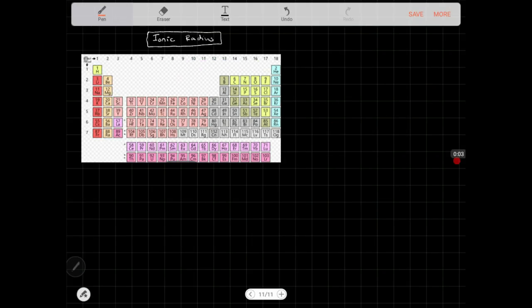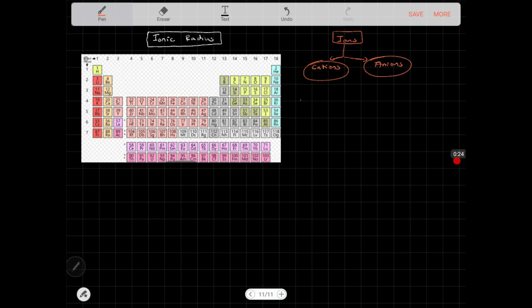Okay, let's take a look at ionic radius. So this is kind of like the atomic radius analogous to ions. And we need to distinguish between two types of ions. Positive ions known as cations, and negative ions called anions. Okay, so anions are negative, cations are positive.